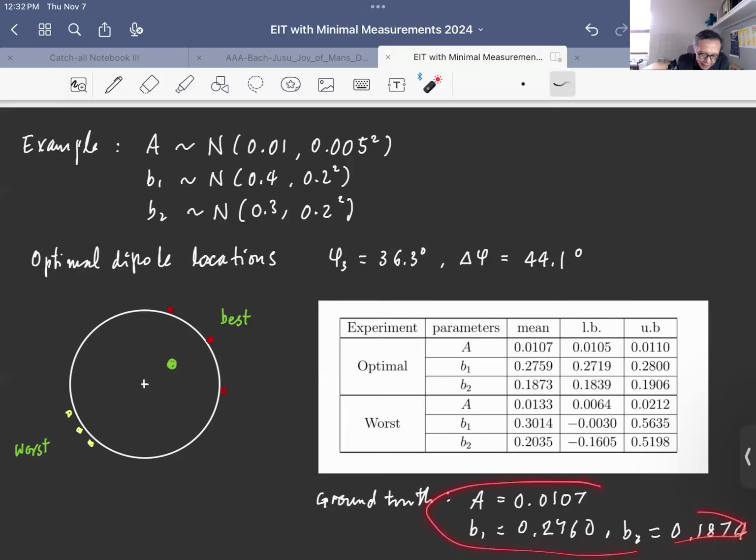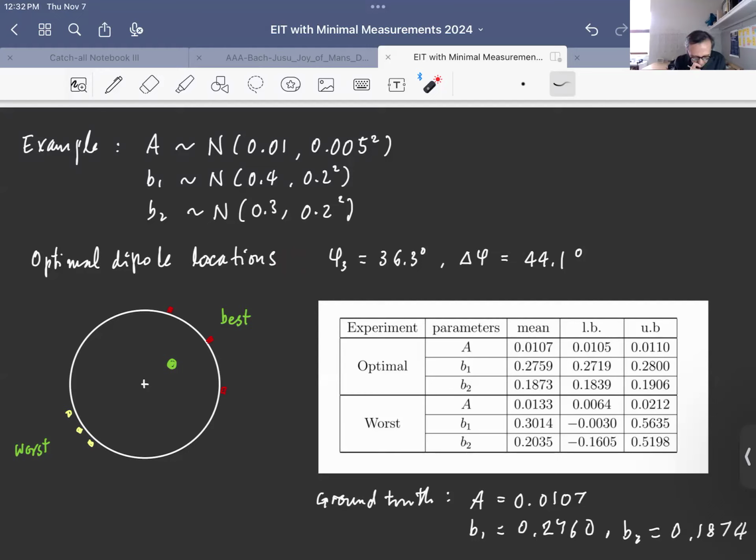This is the ground truth, but I assume that I know a prior. The prior is that the size of the ellipse is 0.01 with standard deviation of 0.05 squared. And then B1 and B2, I have an estimate of the mean location at 0.4 and 0.3, and the standard deviation is 0.2 squared for each of those location parameters.